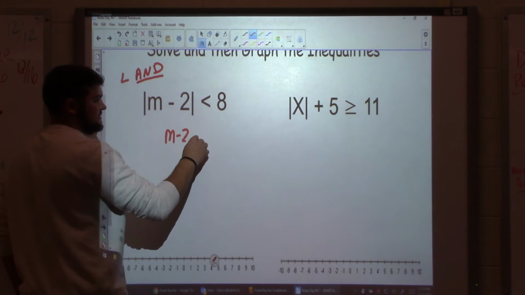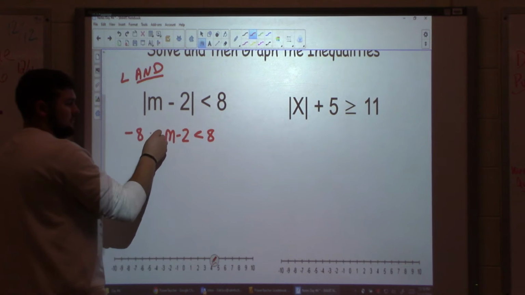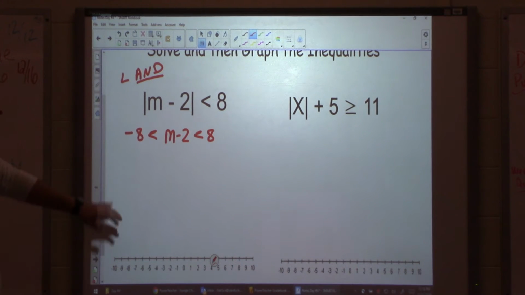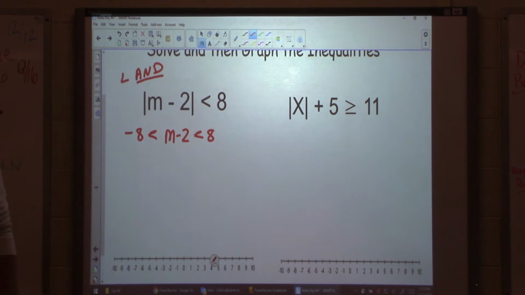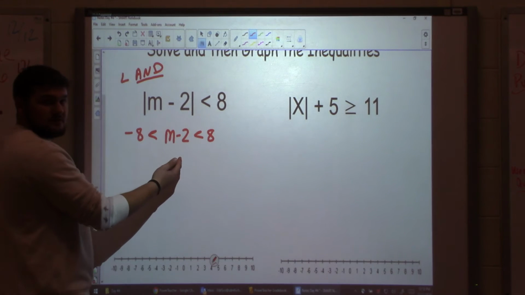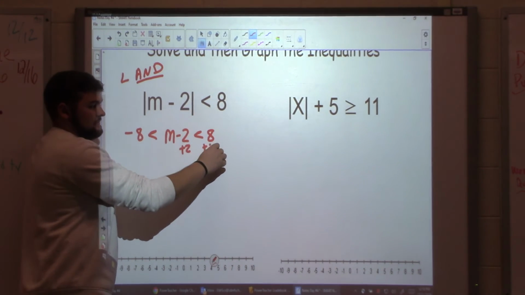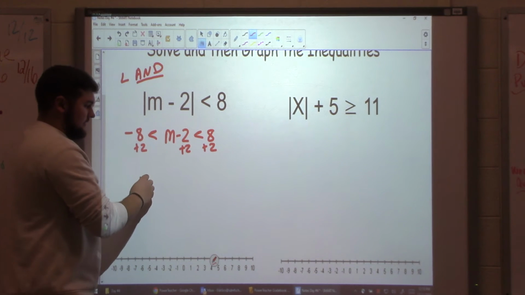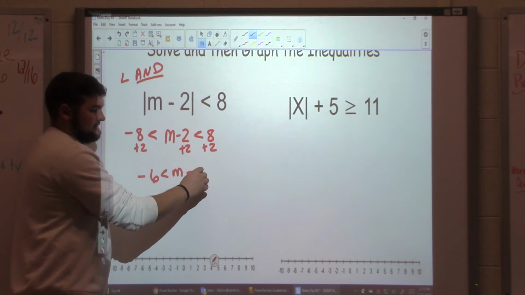I have m minus 2 is less than 8, and I'm taking the opposite and putting it on the left. So negative 8. Because it's an and, I take the opposite and put it on the left. Negative 8 is less than m minus 2, which is less than 8. So how do I go about solving this? Plus 2 to all sides. Negative 6 is less than m, which is less than 10.